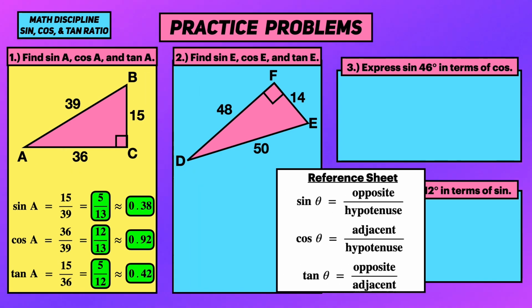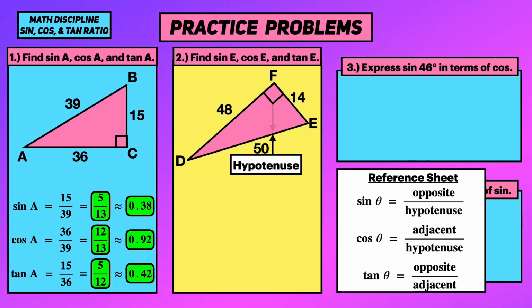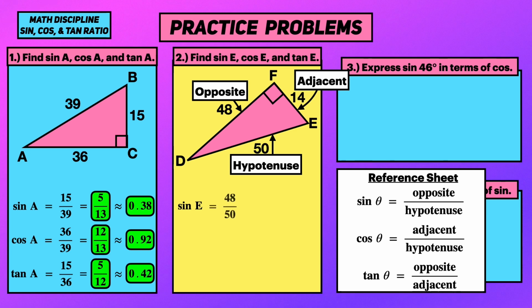For problem number 2, we begin by identifying the sides of our right triangle. For sine of E, we get 48 over 50. Simplify by dividing the numerator and denominator by 2, which gives us 24 over 25. Divide 24 by 25 and we get 0.96.